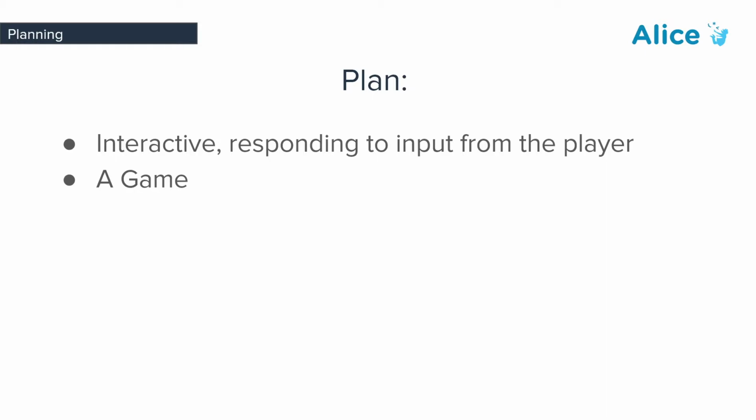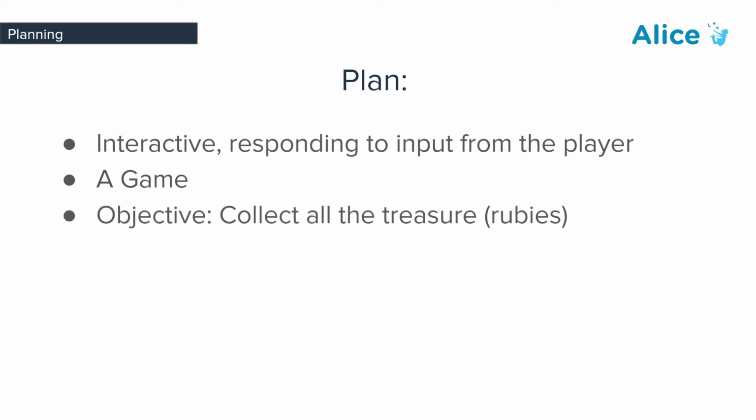Since we're making a game, there probably should be some objectives to fulfill. To do this, we will decide on a point system, with the win condition of collecting all the points. Let's call the points treasure. In this case, the treasure is being represented by rubies.